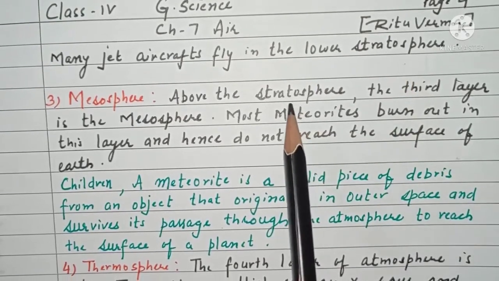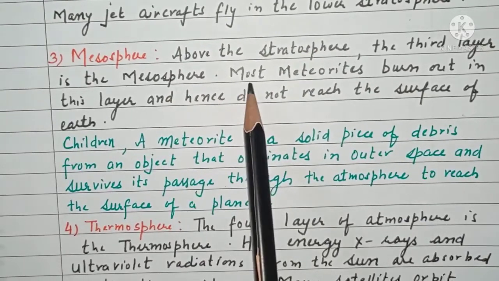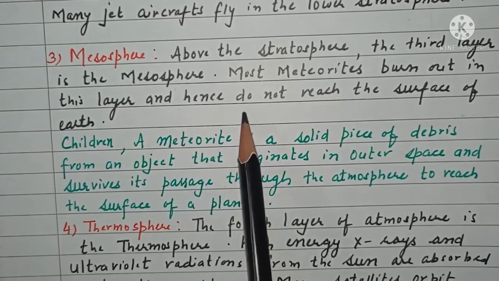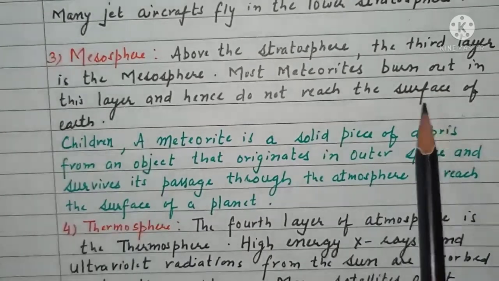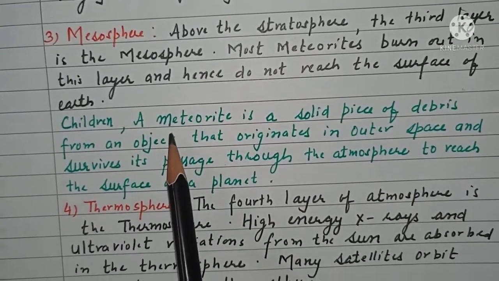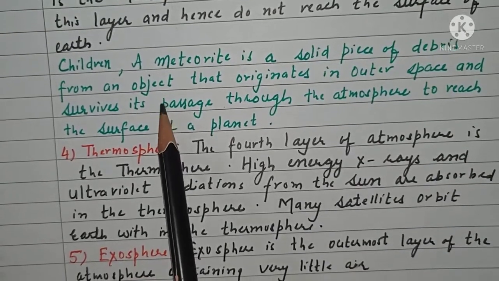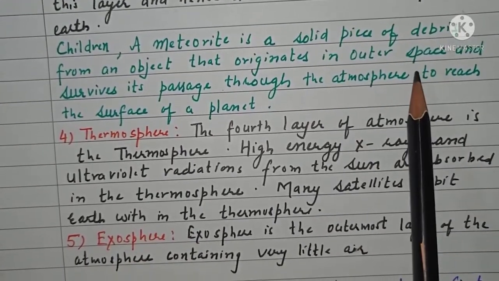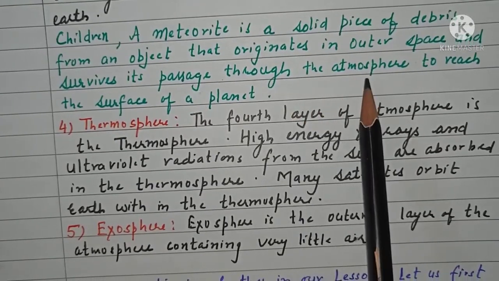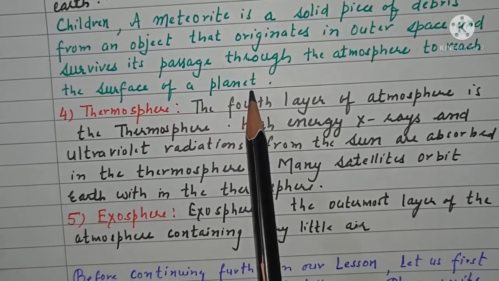And above the stratosphere is the third layer, which is the mesosphere. Most meteorites burn out in this layer and hence do not reach the surface of Earth. Now, meteorite, what is it? A meteorite is a solid piece of debris from an object that originates in outer space and survives its passage through the atmosphere to reach the surface of a planet.